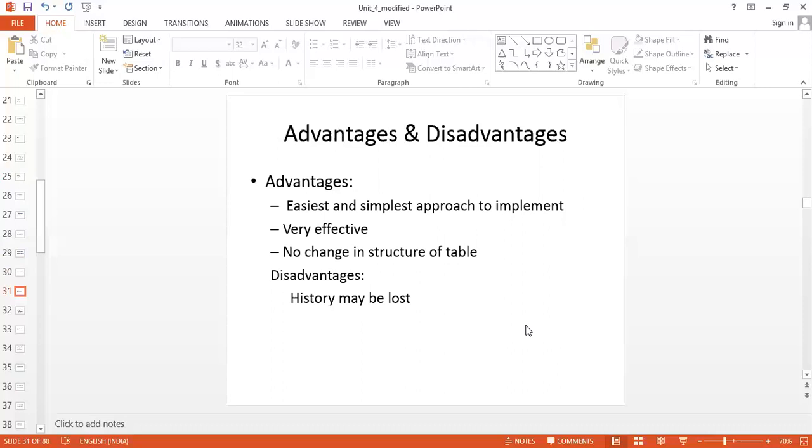The advantage here is that it is the simplest and the easiest way to implement. It is very effective, and also there is no change to the structure of the table, no addition or deletion of columns. The disadvantage is that no history is preserved here.